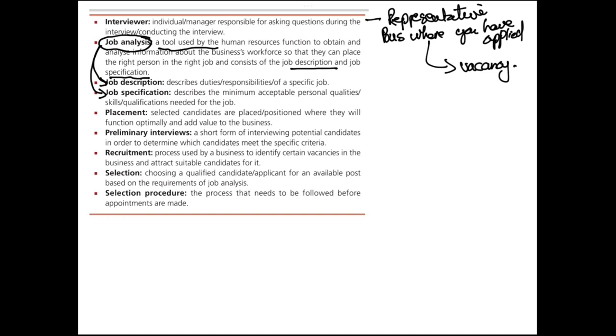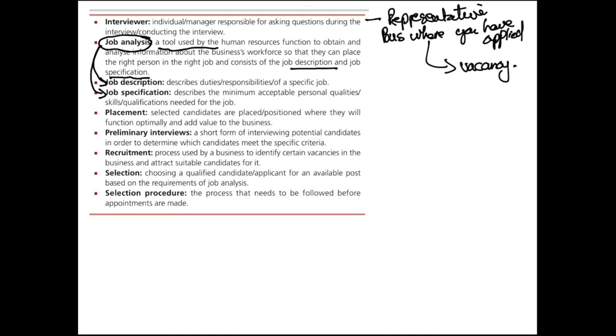So job description is the duties, remember the D. So job description describes the duties of the person, and job specification is all about skills, qualifications. Then placement is where the selected candidate, so that means this is after the interview, this is once the person has been chosen for that particular position.